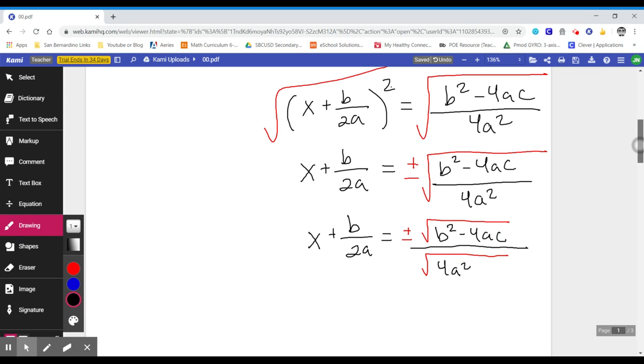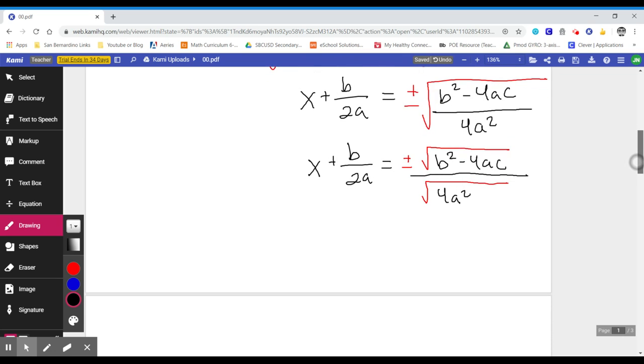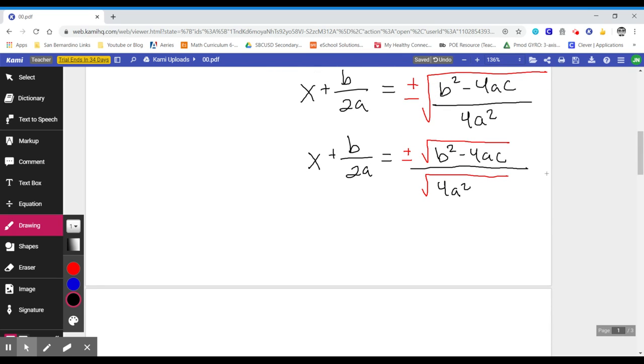Why did I do that? Because I could actually take the square root of the bottom. I don't know what the square root of b squared minus 4ac is, but I can simplify the bottom a little bit more. So I'm going to go ahead and do that. The square root of 4 is 2, and the square root of a squared is just a.